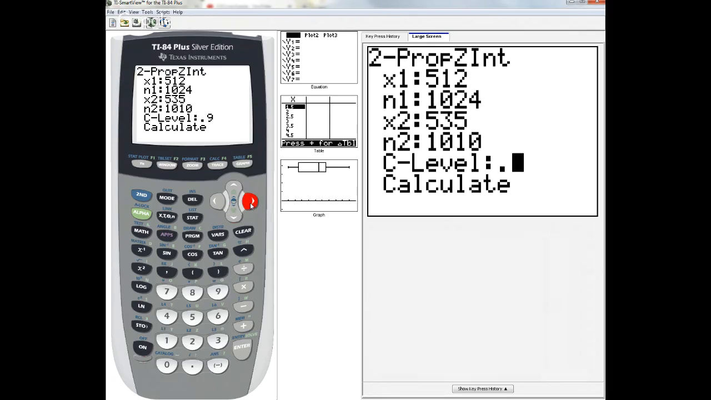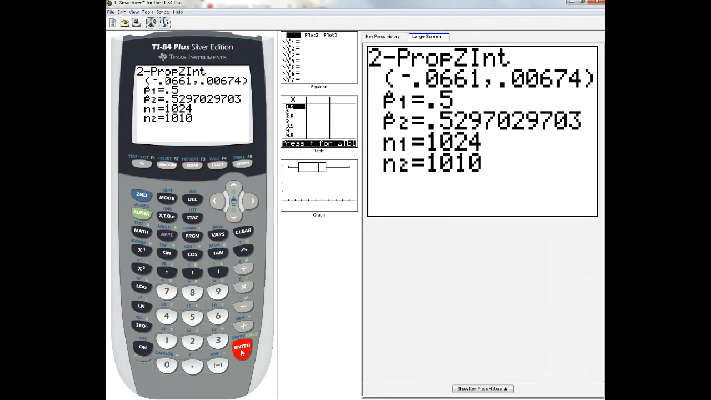Make sure your confidence level is correct, and this one I actually did do 90%. You can go ahead and calculate it, and really the only major piece that we need is the interval, which is the very first thing that's listed, from negative 0.0061 to 0.00674, right?